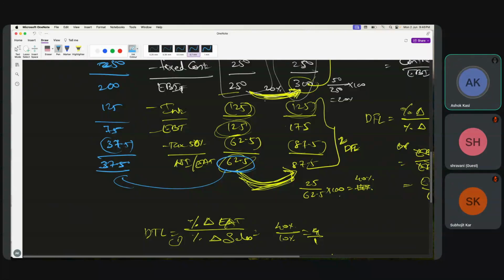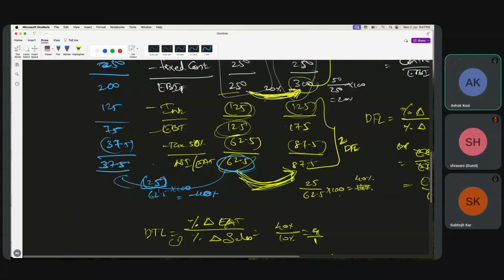How much? 62.5 minus 37.5 is 25. Like you told us to find the percentage, 25 is the reduction based on 62.5, into 100. That is 40 percent. Minus 40 percent, because the profit has come down by 40 percent.